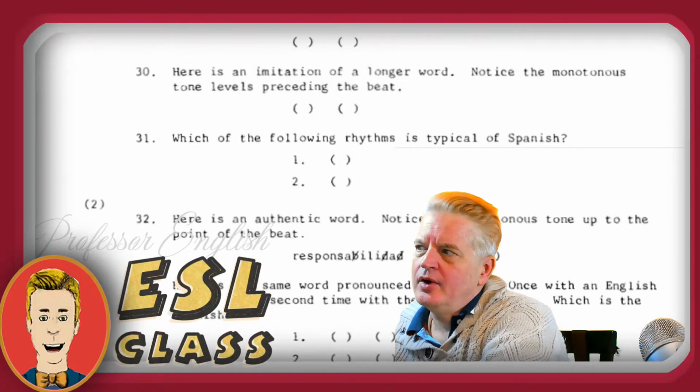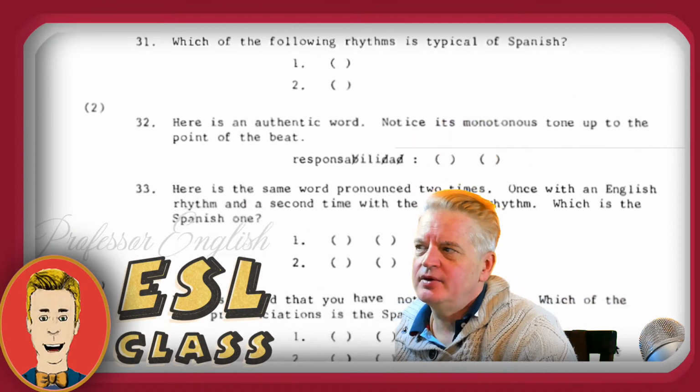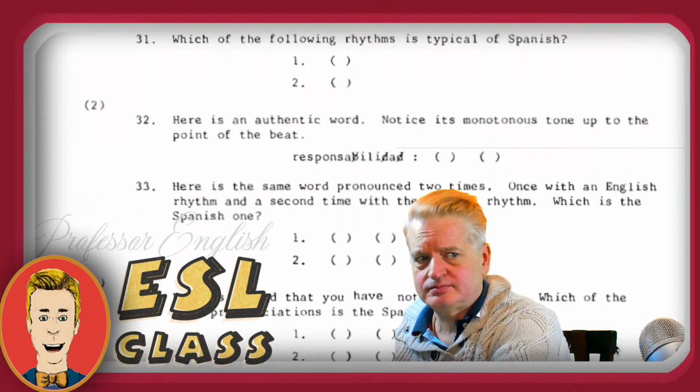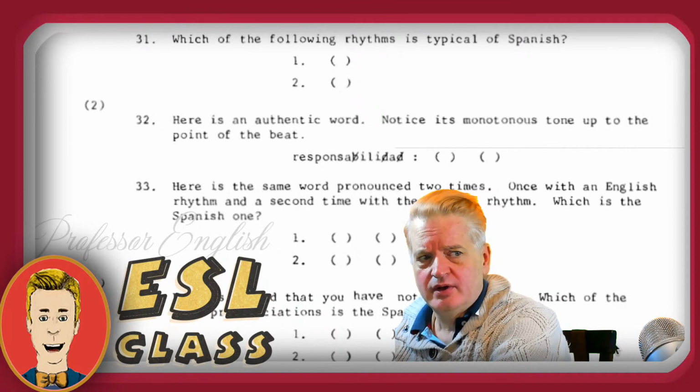Number 31. Which of the following rhythms is typical in Spanish? 1, 2. It's the second one.